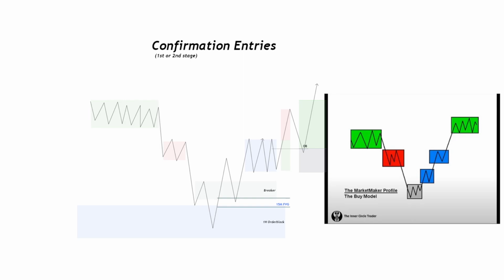But in essence, these are all the types of entries you're going to get. You're either going to get a breaker entry, you're either going to get a turtle soup where you're expecting a move to form, or you're going to get an entry in the first or second stage of accumulation or distribution.